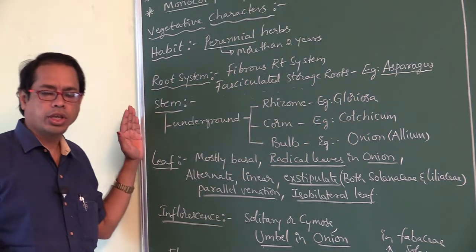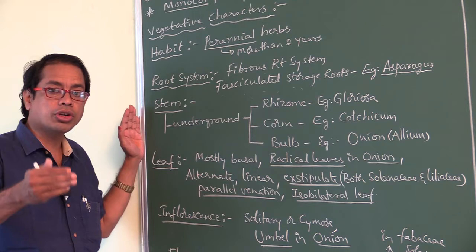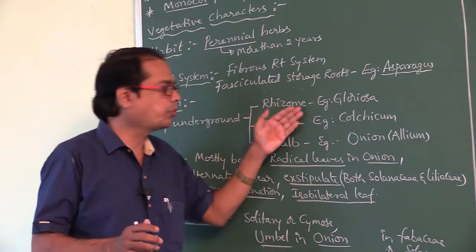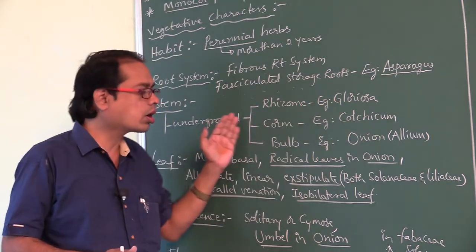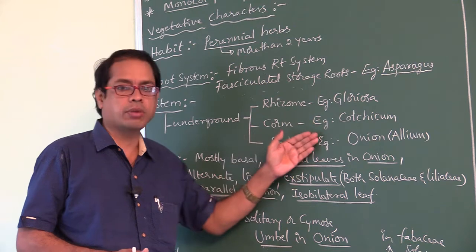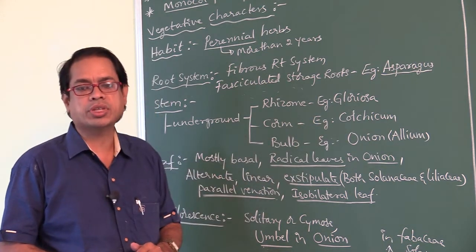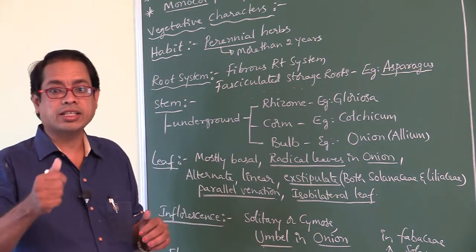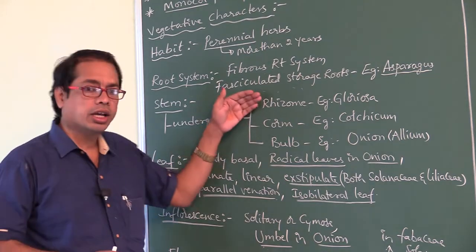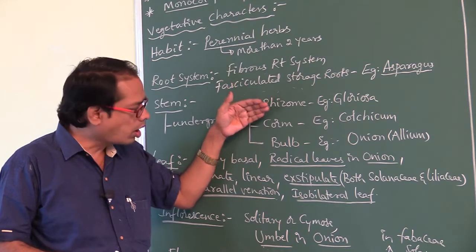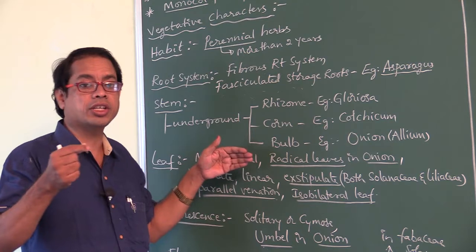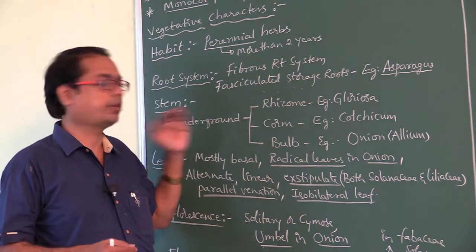Next, stem. If you observe the stem, underground stem modifications are found. Underground rhizome, example gloriosa. Underground culm, example colchicum. Underground bulb, example onion, Allium cepa. Whereas underground stem tuber is found in potato, Solanaceae. Here rhizome, culm and bulb are found. So, different types of underground stem modifications are found in the Liliaceae family.